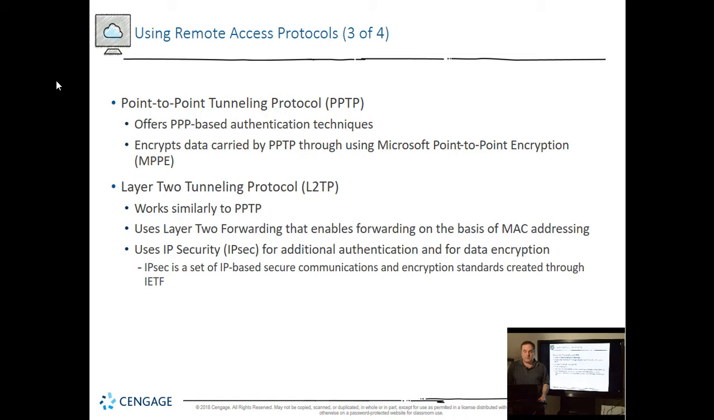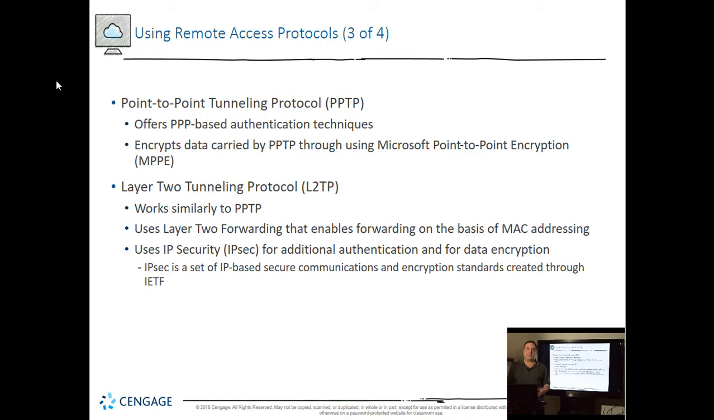The next one that people use a lot, especially Mac and Linux users, is L2TP, Layer 2 Tunneling Protocol, which works very similar to Point-to-Point Tunneling Protocol. The forwarding is based on MAC addressing, the physical address of the network card, and it does use IPsec, which is a much more secure type of encryption and communications protocol than the Microsoft Point-to-Point Encryption that comes with PPTP. So L2TP can be used either with a shared password as well as your Windows username and password, or it can be used with a certificate.